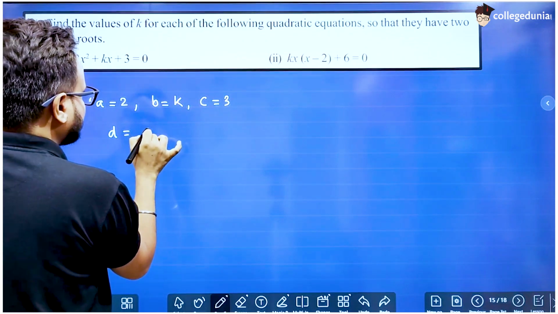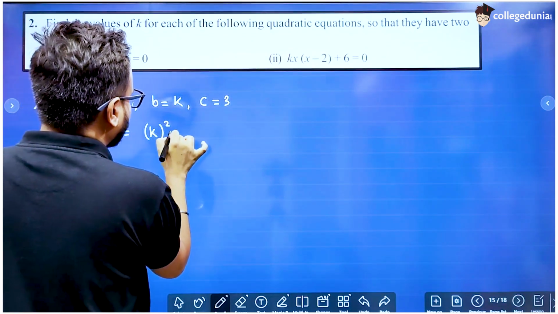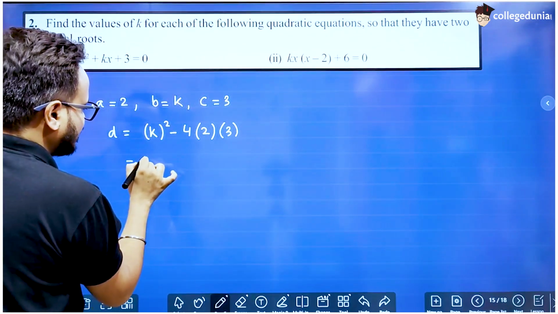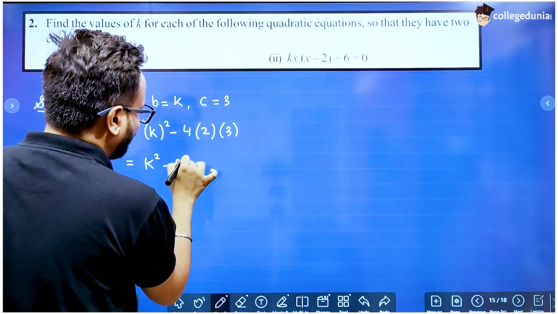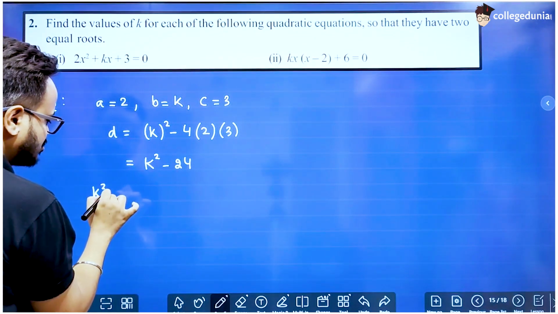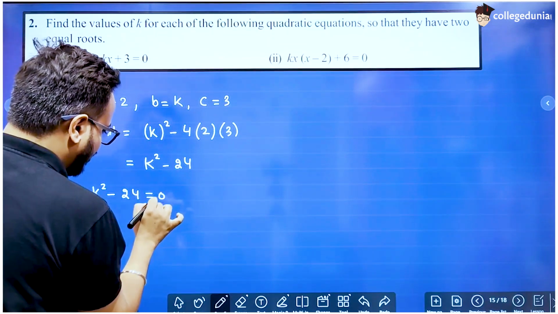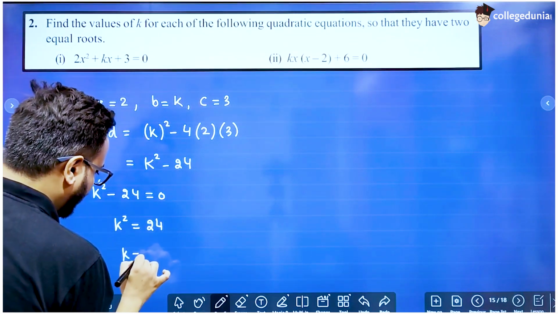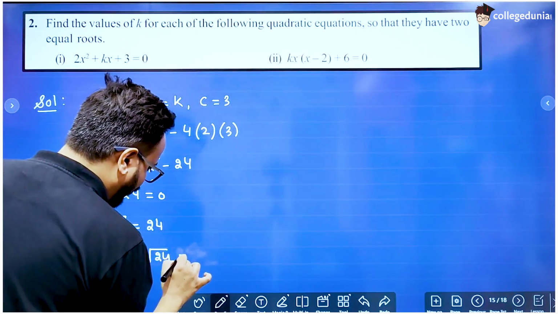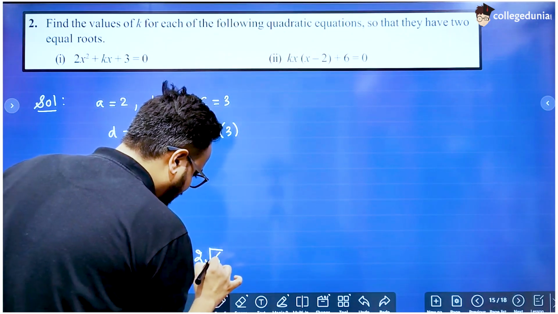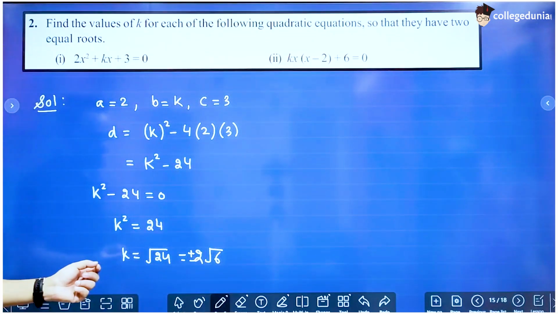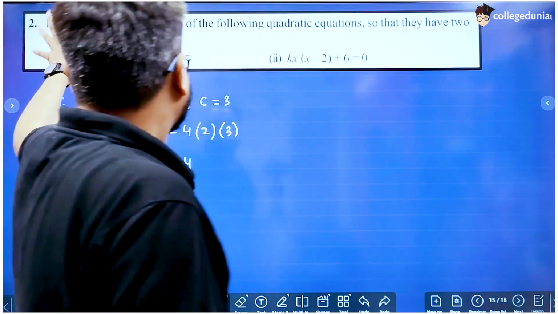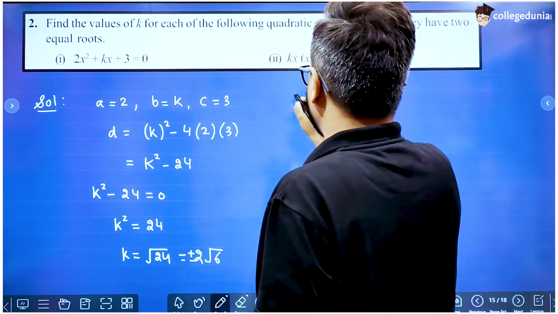So D, which is b square minus 4ac, which is k square minus 24, and this should be 0. So k square minus 24 is 0, or k square is equal to 24, or k is equal to under root 24, which is 2 root 6, plus minus 2 root 6. So the value of k should be plus minus 2 root 6. So this equation will have equal roots. Let's solve this one also.